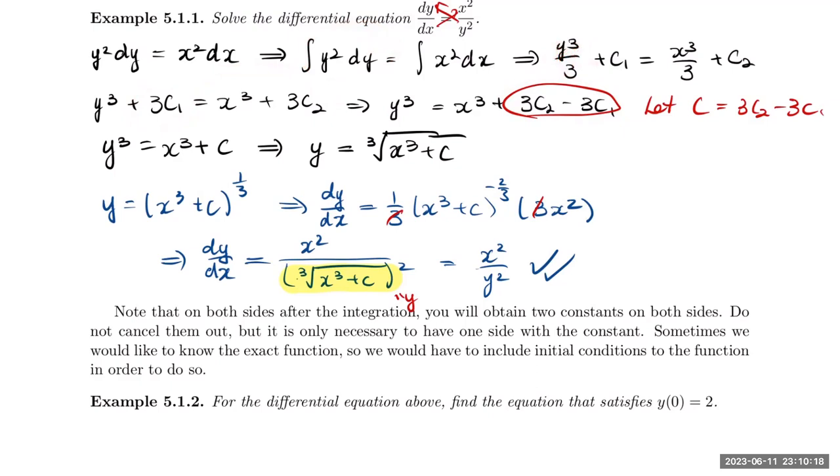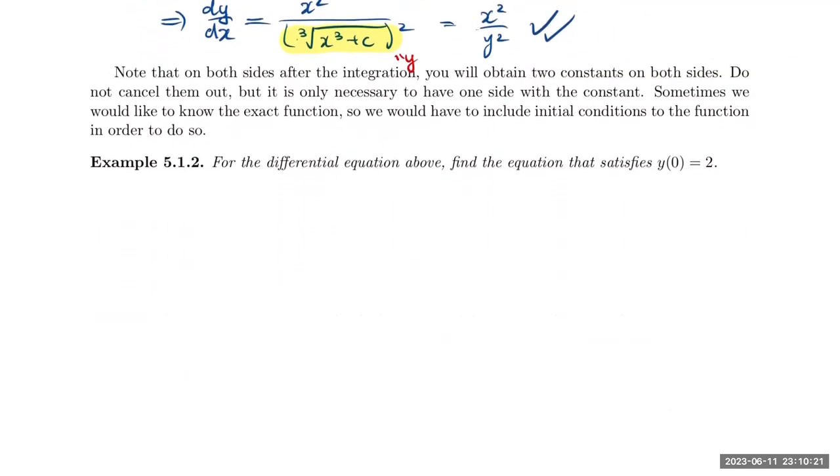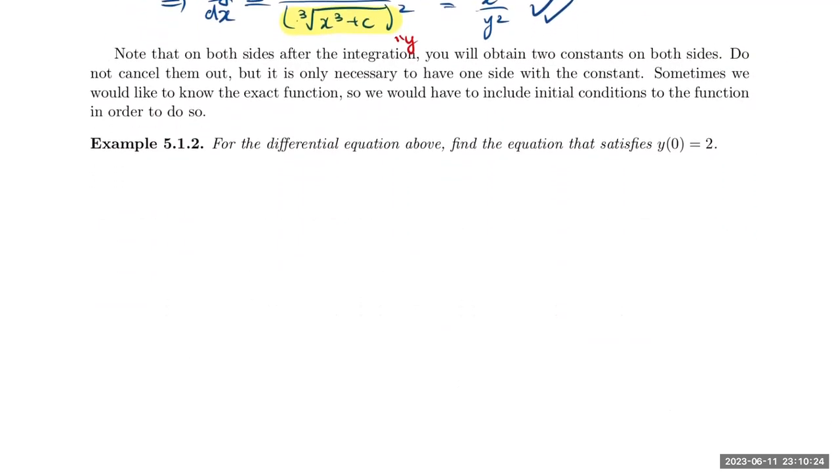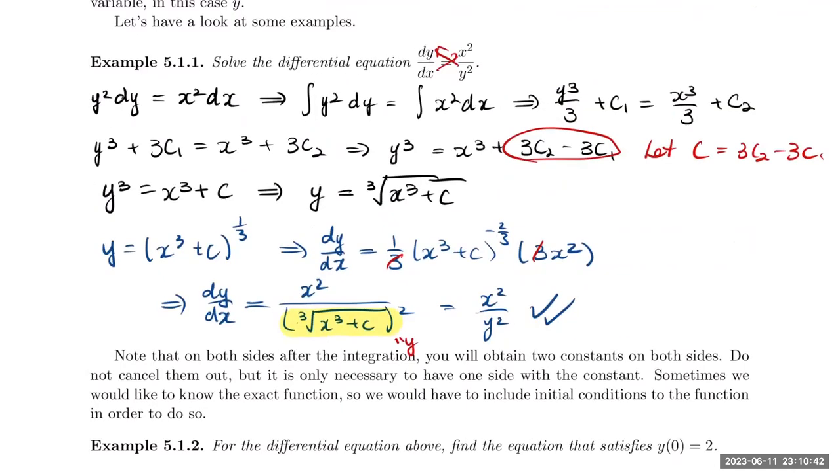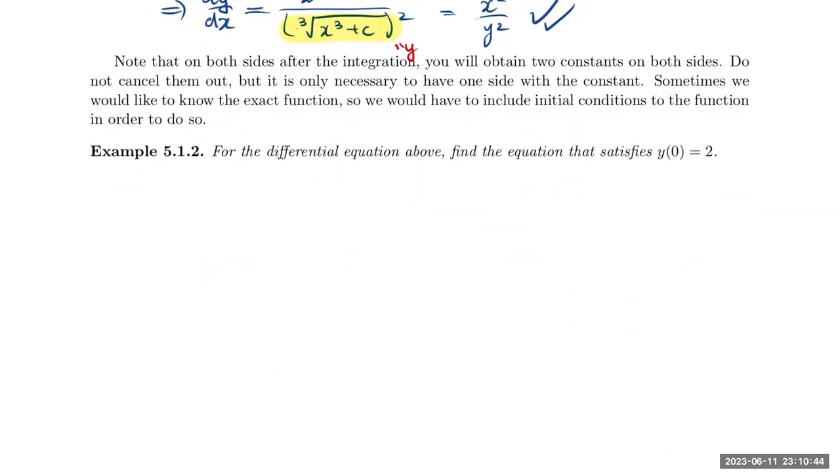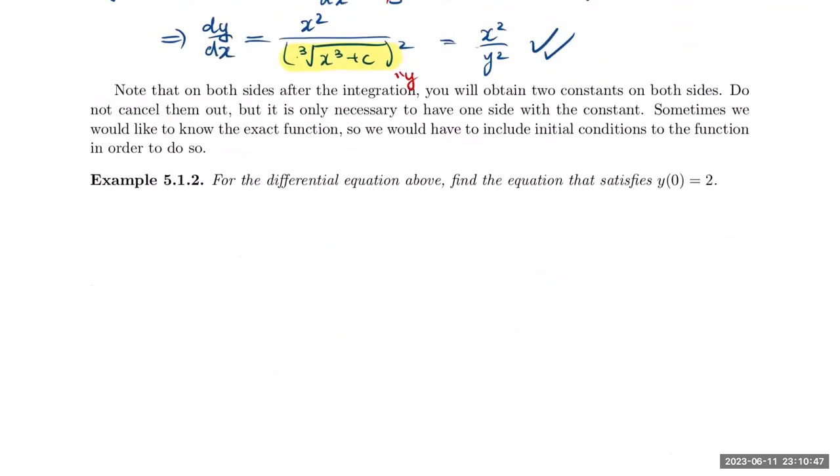Okay, so sometimes we would like to know what the exact function is supposed to be. So that means we want to have some sort of initial condition in order to obtain the exact function here. So for example, let's say we take the differential equation above, and we want to find an equation that satisfies y(0) is equal to 2. So we know that y of x is equal to the cube root of x cubed plus c.